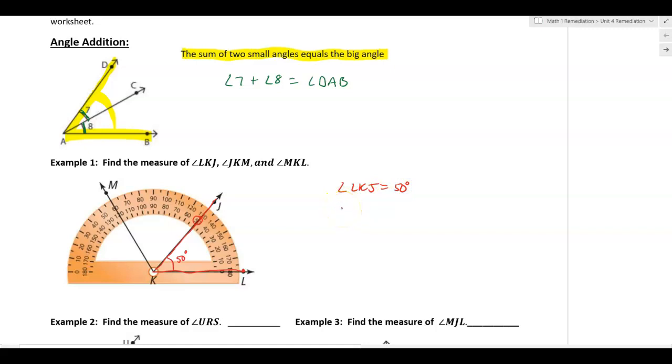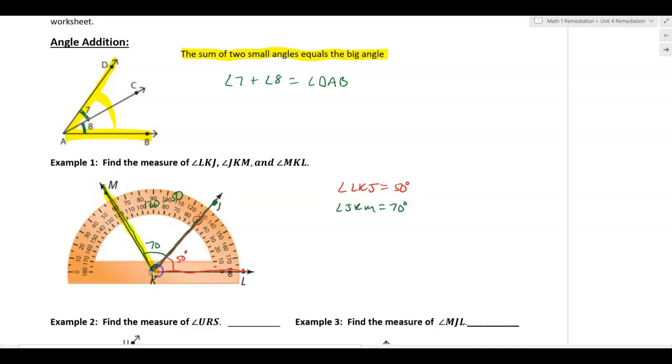Now, angle JKM. When I look at angle JKM and trace it, J to K to M, notice it's this angle here. If I start at the 50-degree angle and count 50, 60, 70, 80, 90, 100, 110, 120, then from 50 to 120, or if I take 120 and subtract 50, or just count 10, 20, 30, 40, 50, 60, 70, I know this angle is 70 degrees.